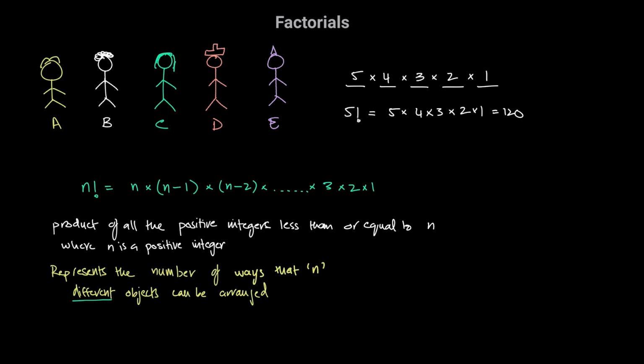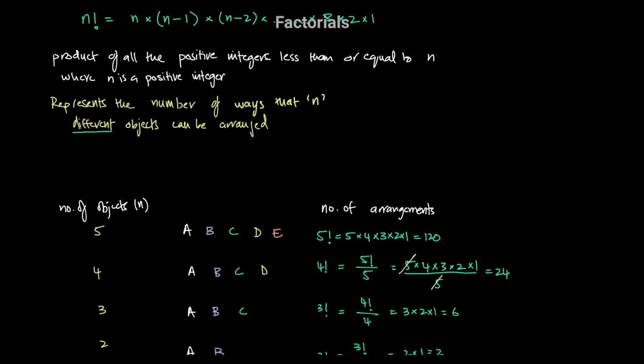So here what we see is that if we have one or more objects, the total number of ways in which we can arrange those different objects is equal to n factorial, where n represents the total number of different objects. But the question arises, what if we have 0 objects? What is 0 factorial? Well, one way to look at it is by looking at the following picture here.